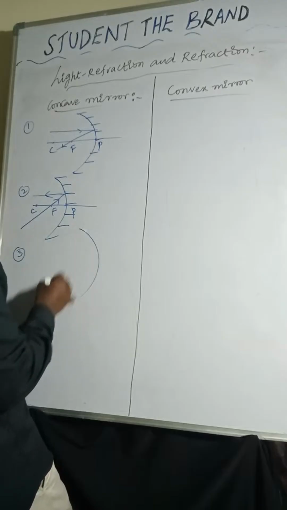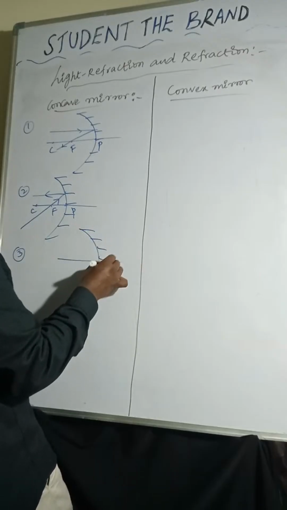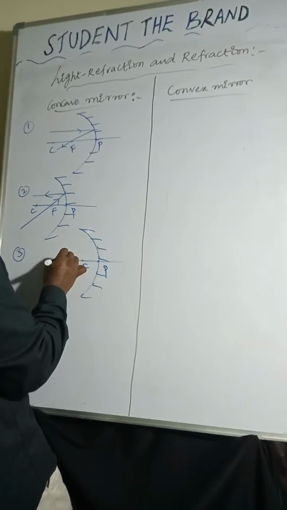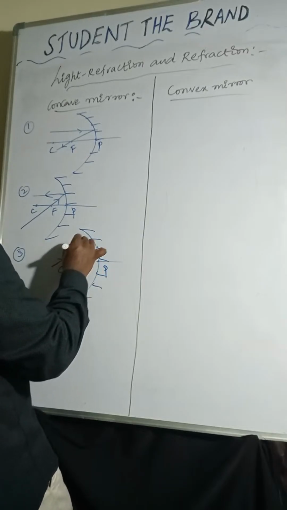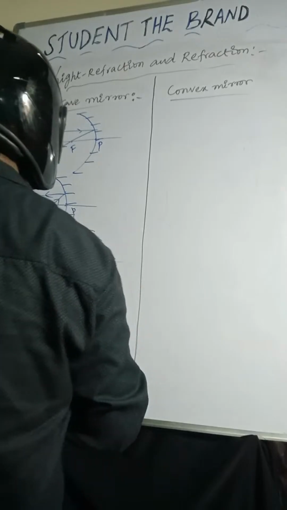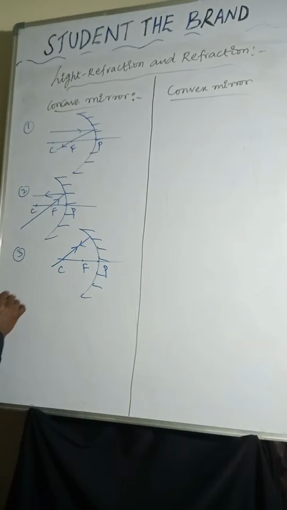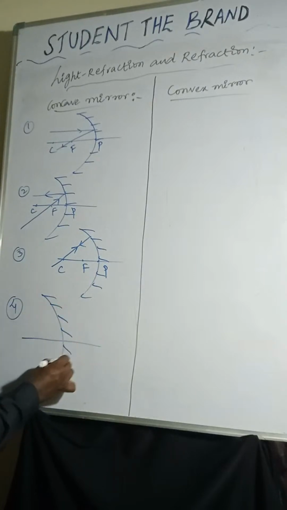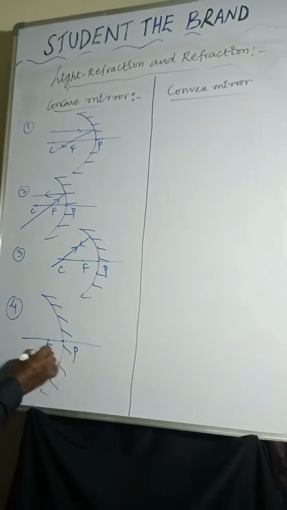Coming to the third one. With the pole, focus, and center of curvature, light rays passing through the center of curvature retrace their original path. Coming to the fourth one, light rays incident at the pole reflect back.